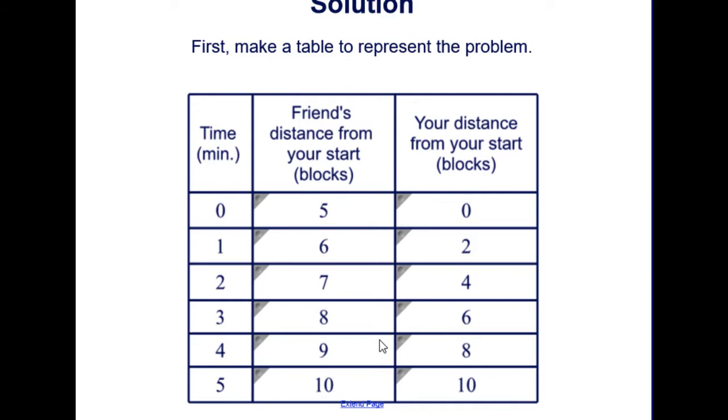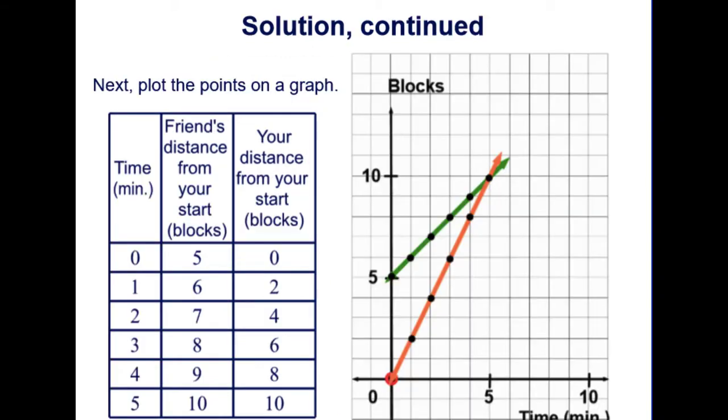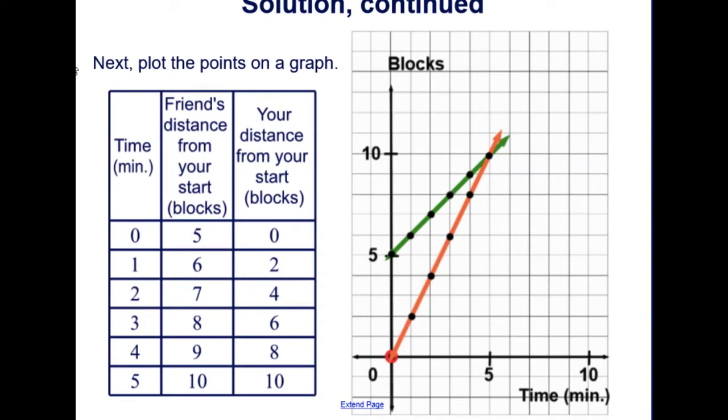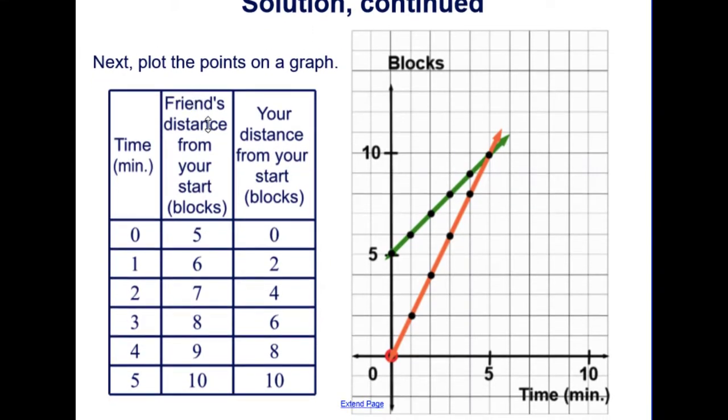Now we can use this information to graph 2 lines using these points. We can plot the points on the same graph. The x-axis will be the time, and the y of our friend's will be the one line, which is green here. That's representing the friend's distance. And the orange line is representing your distance.